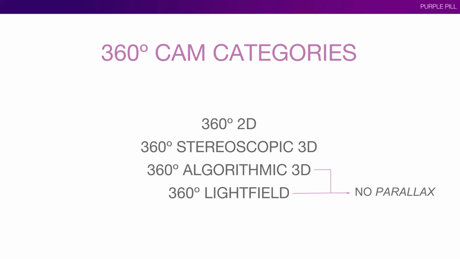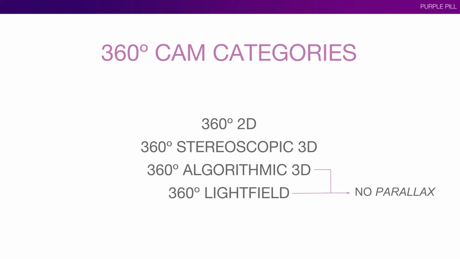There are quite a few 360 cams already available, and new products and Kickstarter campaigns seem to be launched on a weekly basis. However, they can all be categorized into a couple of broad categories. 360 2D, which is the simplest form of 360 video. Stereoscopic 3D, which uses one lens per eye.